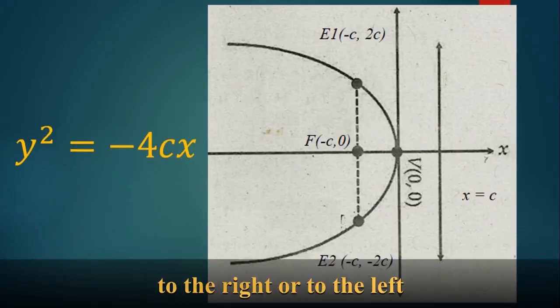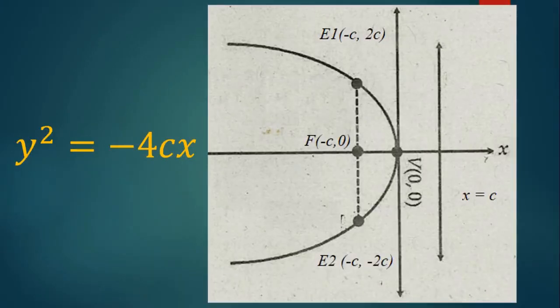And here are the following coordinates of these points, yung endpoints of the latus rectum. E sub 1 (negative c, 2c), E sub 2 (negative c, negative 2c). The focus is (negative c, 0). And the equation of the directrix is x equals c. Kasi naman, yung ating directrix is located sa right side ng ating y-axis.